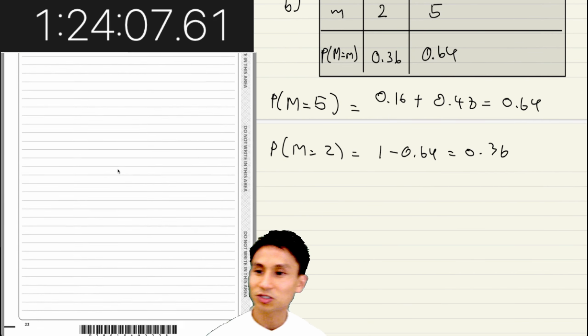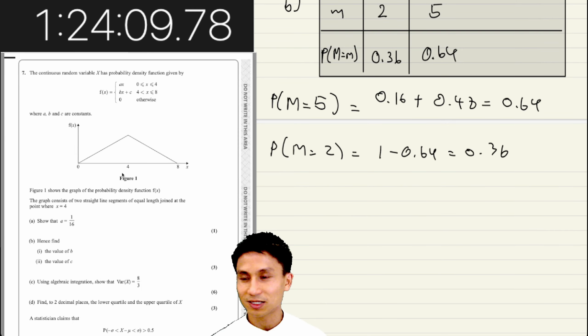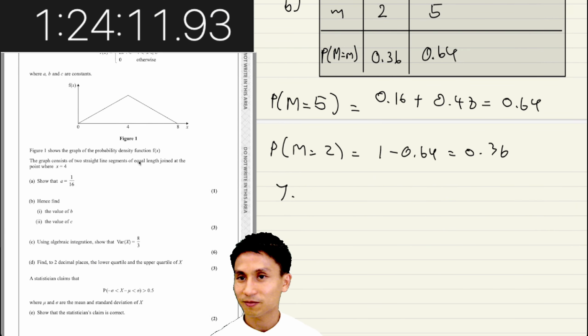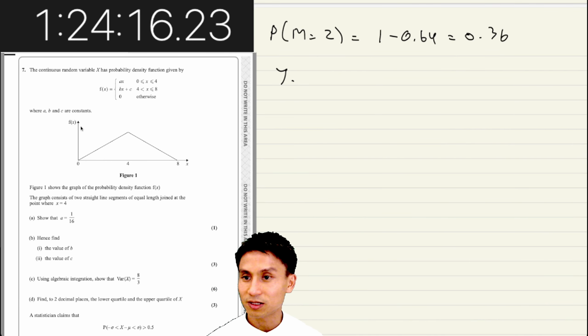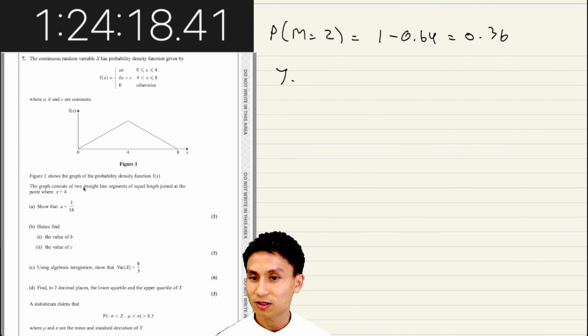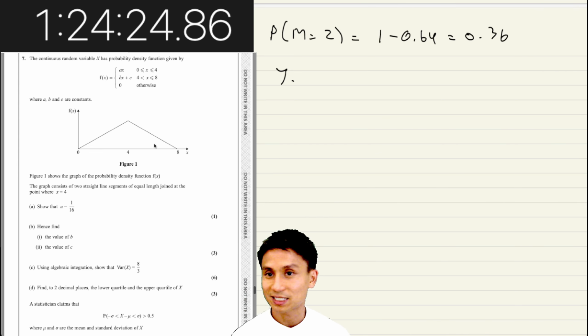Okay, guys, next question, last one. We got less than 10 minutes. Let's see if I can make it. Okay, continuous random variable probability distribution again. Figure 1 shows the graph of the probability distribution. Fx consists of two straight line segments joined at x equals 4 here in the middle, and 8. Show that a equals 1 over 16.